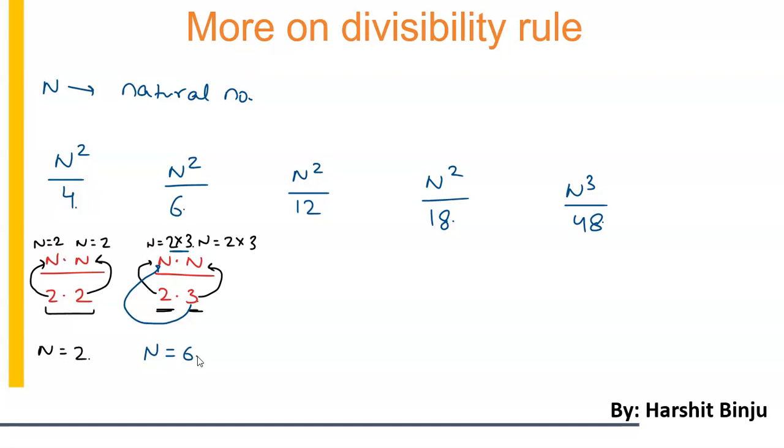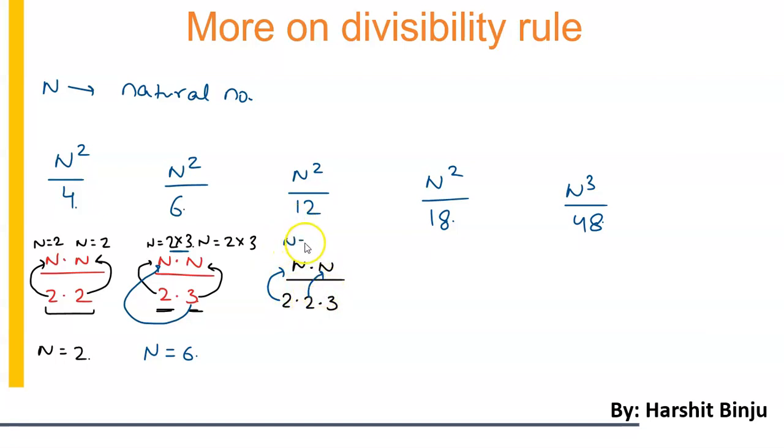It will simply be equal to 6. If you go for n square by 12, so that is n into n divided by 2 into 2 into 3. Now I have two 2's and I have two n's, so I'll give one 2 to one n and I'll give the other 2 to the other n. As simple as that.